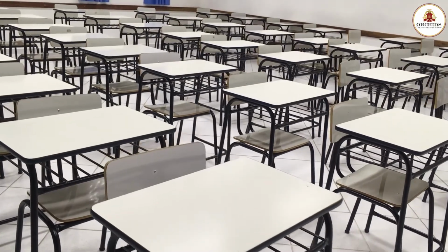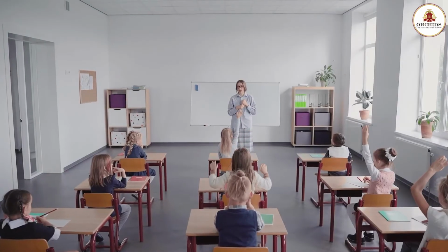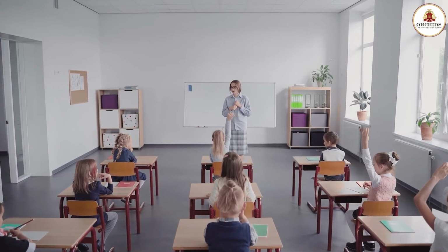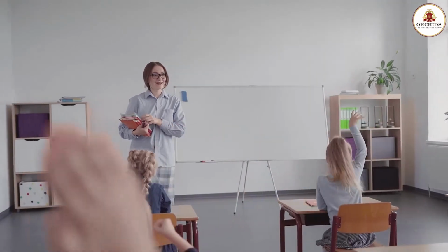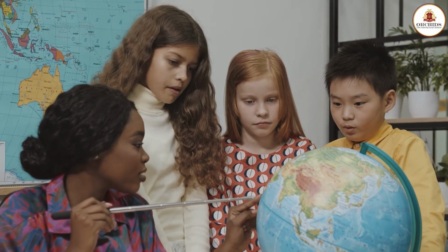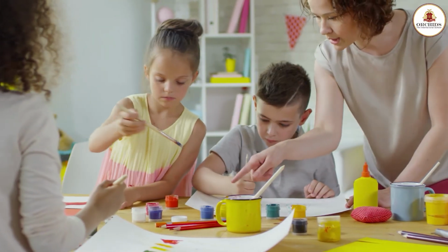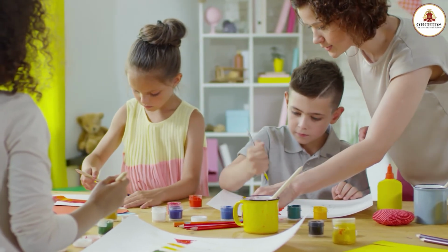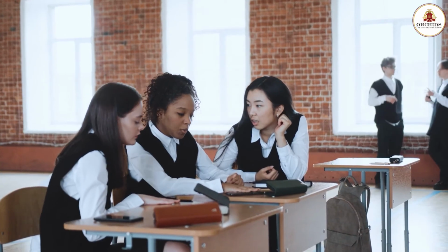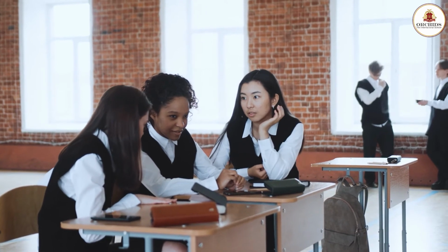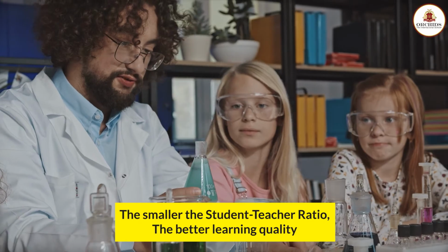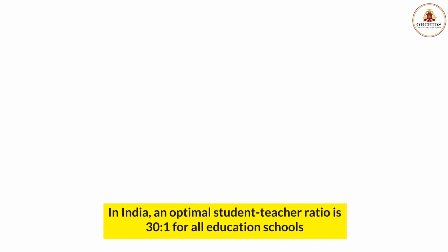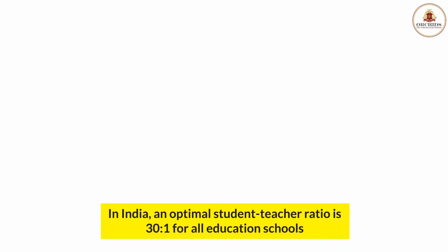The factors that are affecting the relationship between student-teacher ratio and class size include the number of teachers with non-teaching duties, the number of classes per teacher, and the number of teachers per class. There is no perfect number indicating an ideal student-teacher ratio. You will often find differences in the student-teacher ratio according to the type of school. The smaller the student-teacher ratio, the better the learning quality. In India, an optimal student-teacher ratio is 30:1 for all education schools.